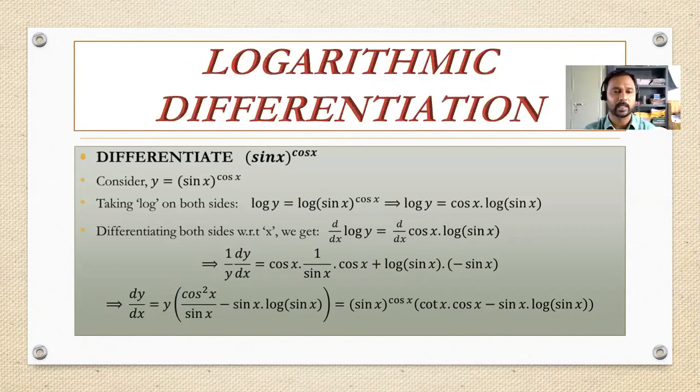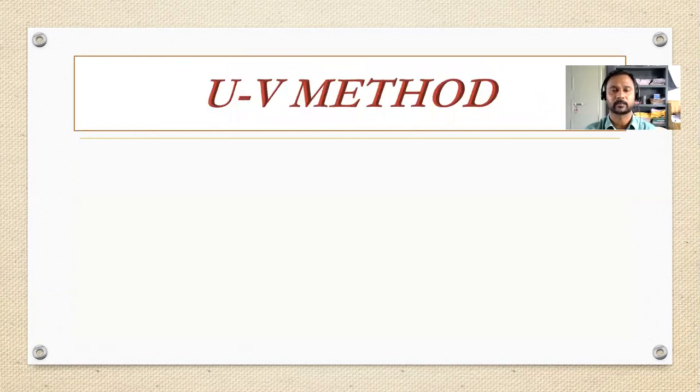Therefore, dy by dx is equal to y into the whole, cos square x by sin x minus sin x into log of sin x. Replace y, it is sin x power cos x into cos square x by sin x. One cos x by sin x gives cot x, one cos remains. So we are here at the answer: sin x power cos x into cot x into cos x minus sin x into log of sin x.